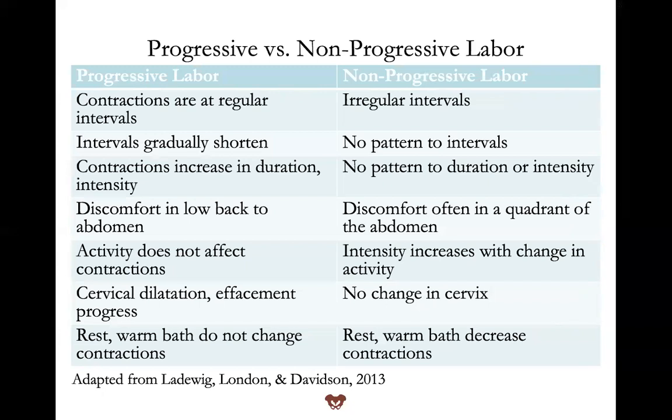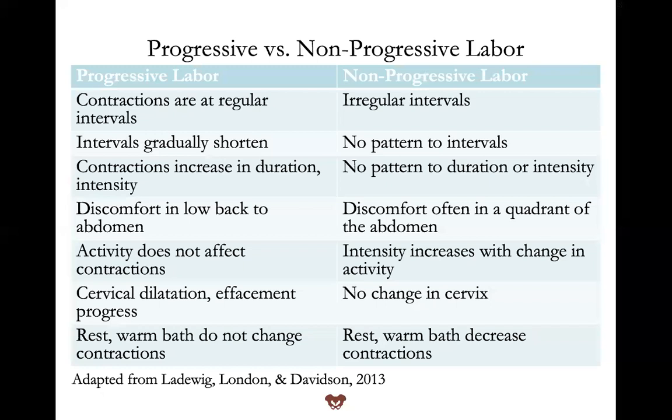With progressive, the intervals are going to gradually get shorter. So they may start out every 5 minutes, and then the next thing you know, they're every 3 minutes and every 2 minutes. Again, there's no pattern to the non-progressive. With progressive, the contractions are going to increase in their length. So each contraction will last longer and it will become more intense. With progressive labor, there can be discomfort in the low back or the low abdomen. With non-progressive, typically there's just discomfort in the abdomen, not usually in the low back also.